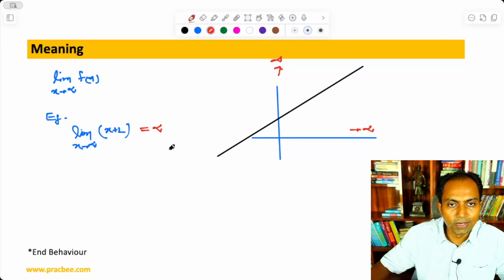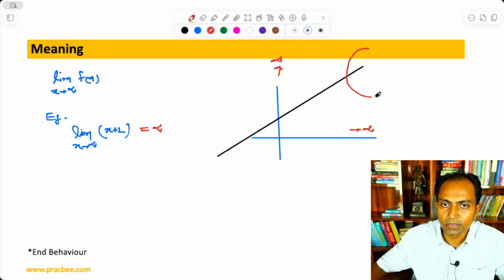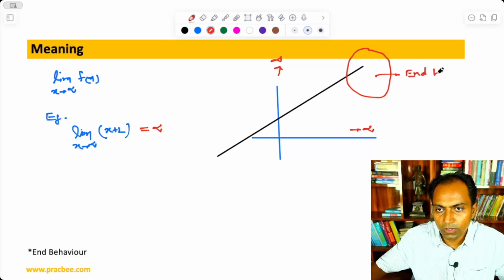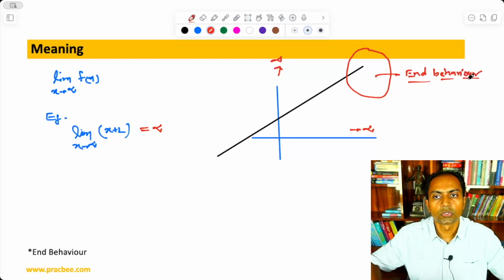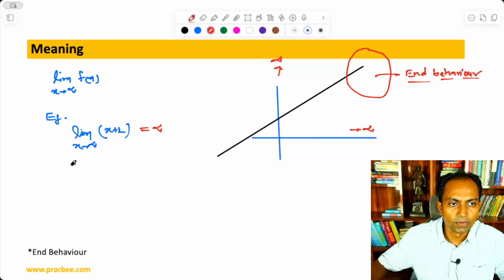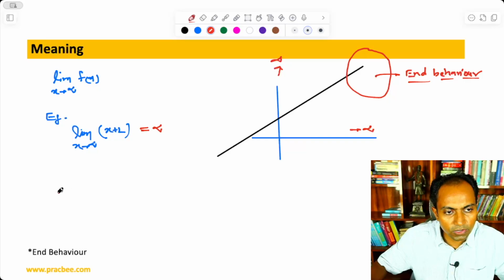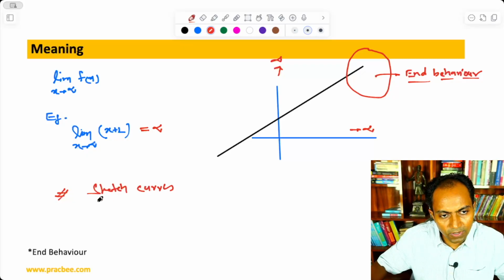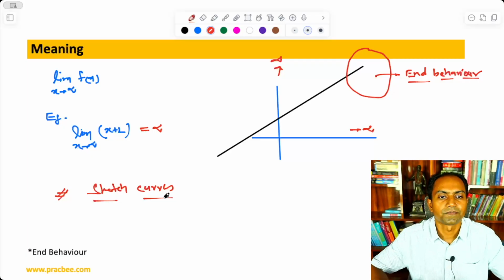But more importantly, it is talking about what happens when we are approaching infinity, or we can also call this end behavior. So this is what it means, how it is going to behave towards the end. When we learn how to sketch curves, there we are going to use this idea of infinite limits.